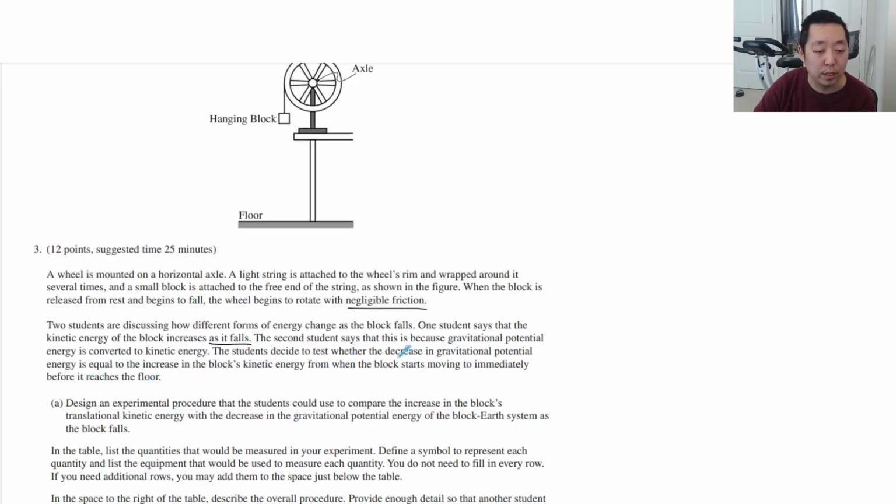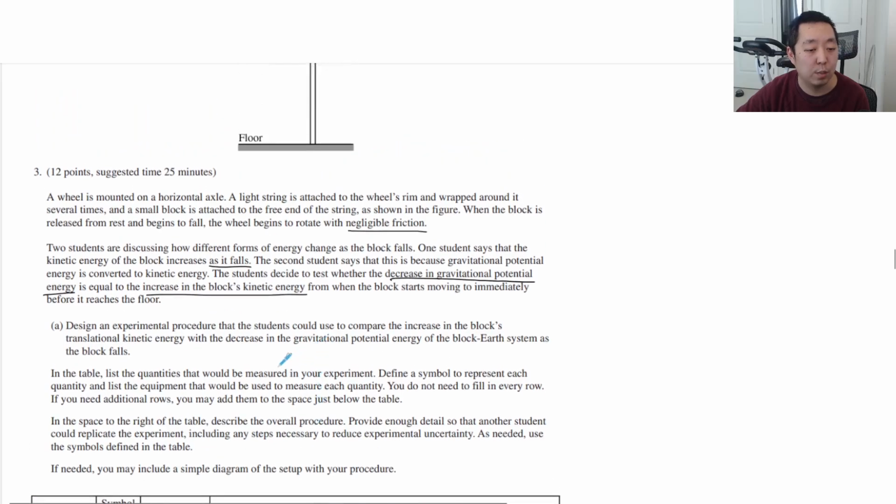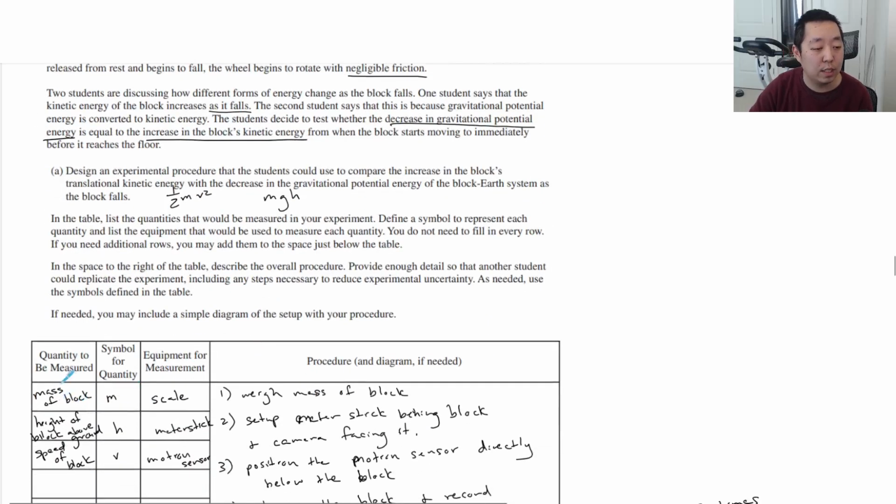So we want to know about the decrease in gravitational potential energy, and we talk about the increase in the block's kinetic energy. So we want to design an experimental procedure that the students could use to compare the increase in the block's translational kinetic energy with the decrease in the gravitational potential energy. Ultimately I need to record 1/2 mv squared and mgh, or I need to somehow compute those things. So for the mass of the block, I need a scale. Height of the block above the ground, I need a meter stick. Speed of the block, v, I need a motion sensor.